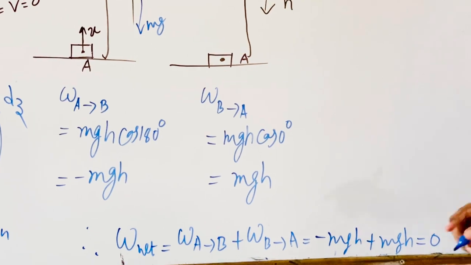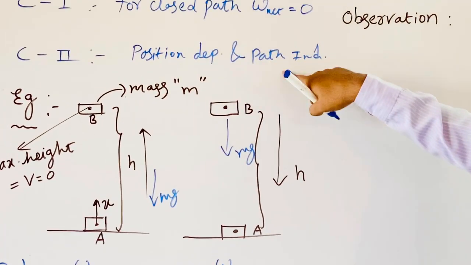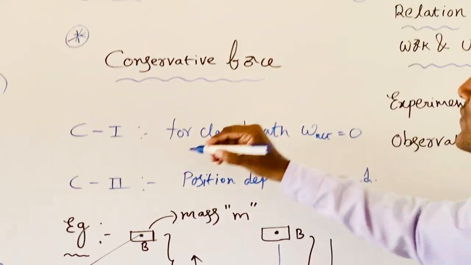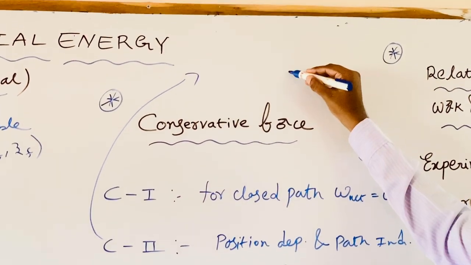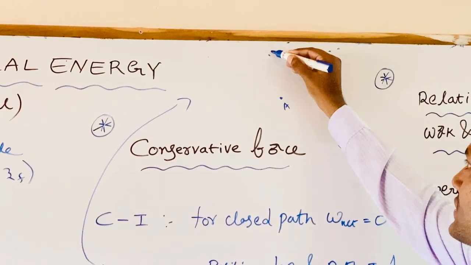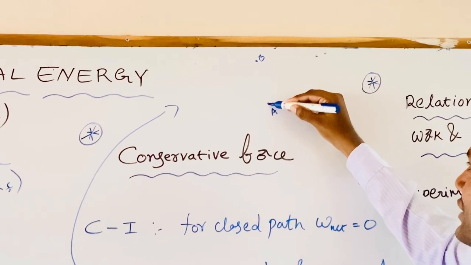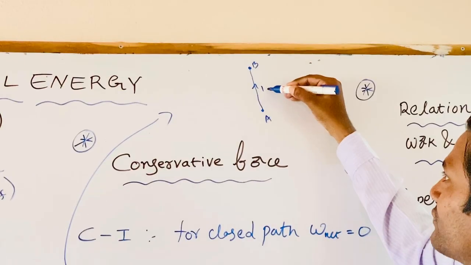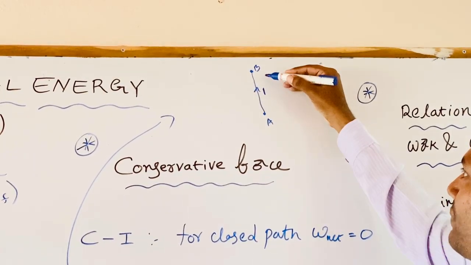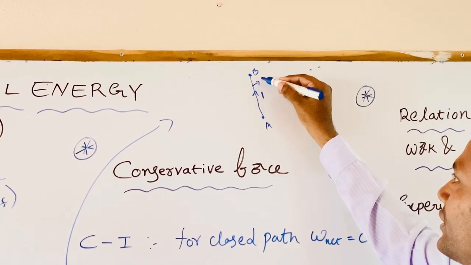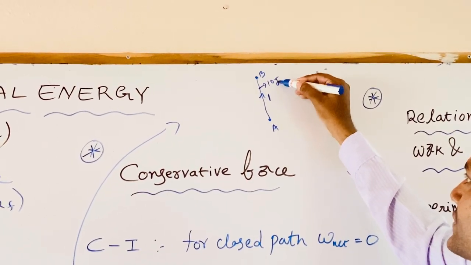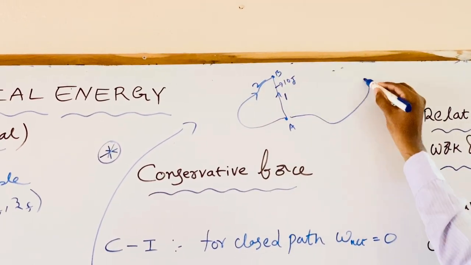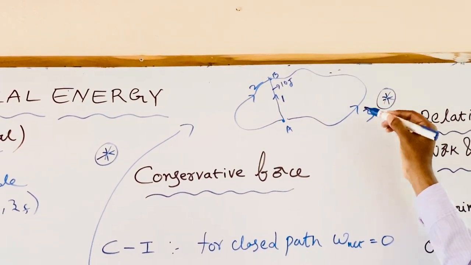One more thing you need to remember is the second point, that the work done is position dependent and path independent. Suppose we take one little example to support this statement. This is point A, this is point B. Suppose due to the action of a conservative force, one object is moving along path 1. At that time, the work done by the conservative force is 10 joule.